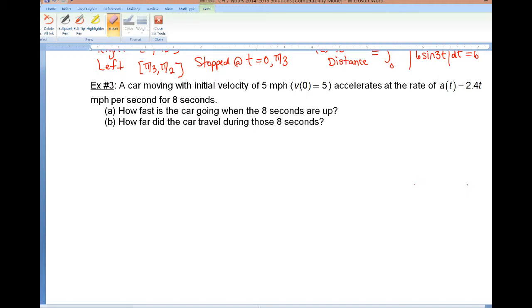So how far something traveled, that's going to be the integral of velocity. Kind of a train problem that we talked about at the very beginning of chapter 5. And then we revisit it a couple times.